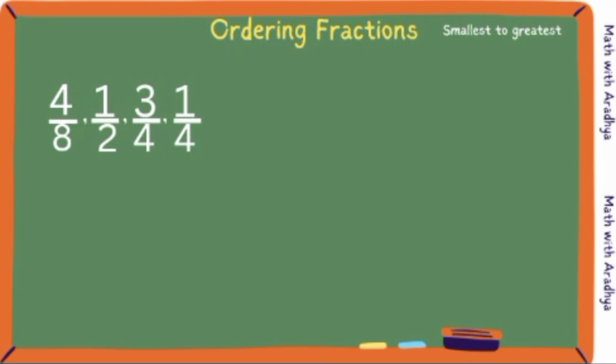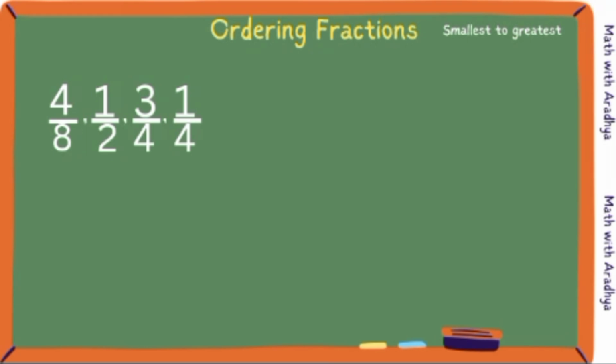Here we have the first set of fractions, which is 4/8, 1/2, 3/4 and 1/4. We want to order them from smallest to largest. First, we need to find the common denominator. The denominators we have are 8, 2, 4 and 4. Now we need to find the least common multiple, LCM, of these numbers. The LCM of these numbers is 8.